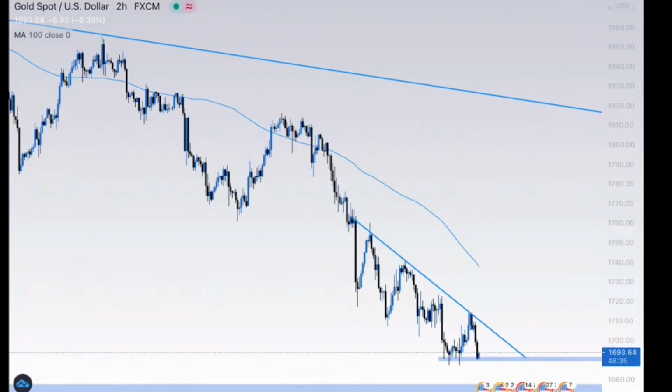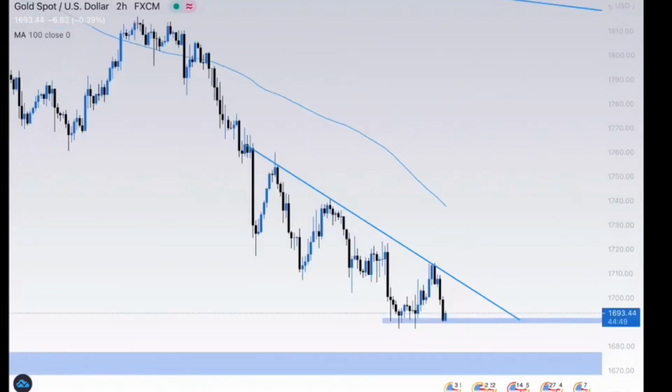And essentially, the way a trend line works is the same as support and resistance. The more touches a zone or a line has, the more powerful it is, and the more chances of price reversing when it gets to it.